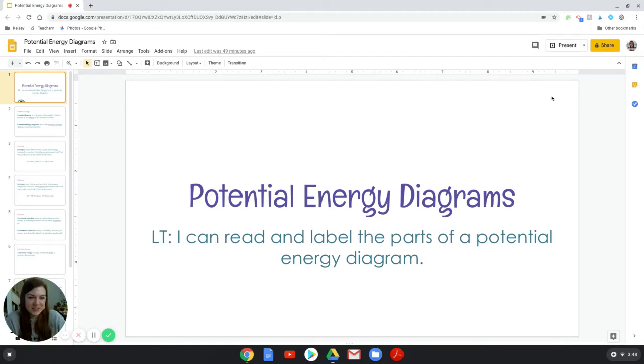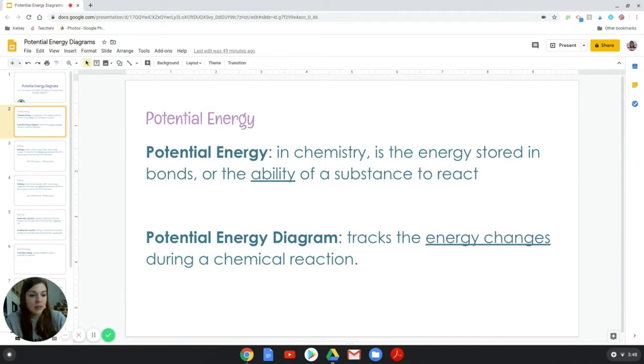Okay, this is on potential energy diagrams. Potential energy diagrams sound really scary. They can be really scary, but once you get the hang of them, I promise it's super easy. So here we go. In a potential energy diagram, we are talking about energy that's stored in chemical bonds. Potential energy and chemical energy are just about the same thing. And the more potential energy something has, usually it is more likely or willing to react.